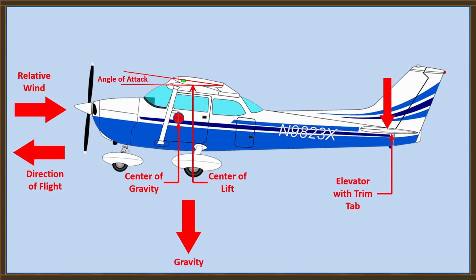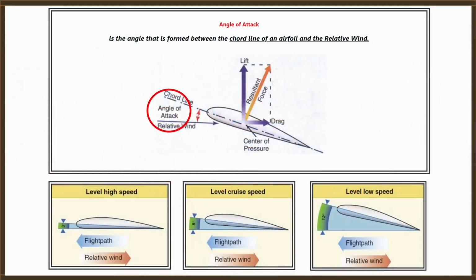When Brian talks about the nose of the plane tilting up, what he's trying to talk about is the angle of attack of the wing. The angle of attack of the wing is the angle that's formed between the chord line of an airfoil and the relative wind. Don't be confused by the term wind. That is simply the apparent movement of air opposite the direction of travel of the airplane.